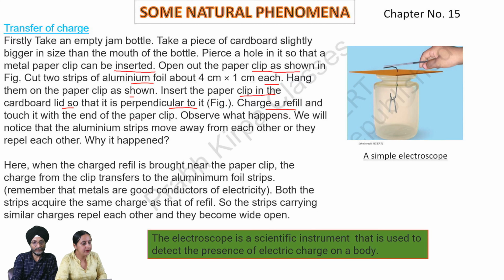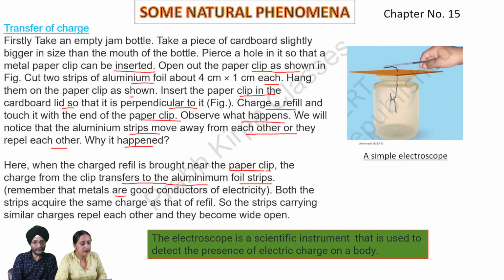Charge a refill and touch it with the end of the paper clip. Observe what happens. We will notice that the aluminium strips move away from each other, or they repel each other. Why did it happen? Here, when the charged refill is brought near the paper clip, the charge from the clip transfers to the aluminium foil strips.